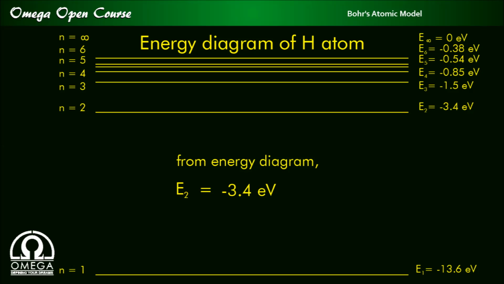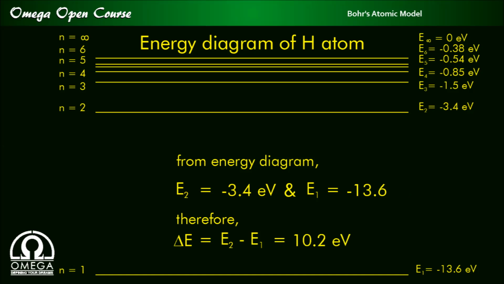Suppose the electron is in second orbit of H atom. Then total energy of electron will be minus 3.4 electron volts. And then electron jumps to the first orbit. Now the total energy of electron is minus 13.6 electron volt. The difference in energy, that is delta E, is equal to minus 3.4 minus minus 13.6 is equal to 10.2 electron volt. Therefore, the energy of the photon emitted during this transition must be equal to delta E, that is 10.2 electron volt.